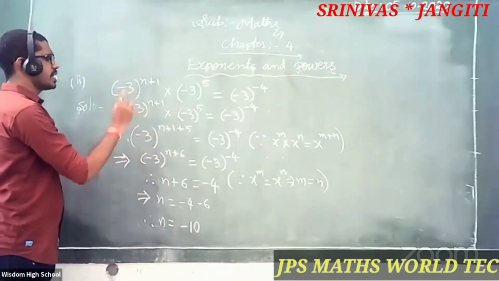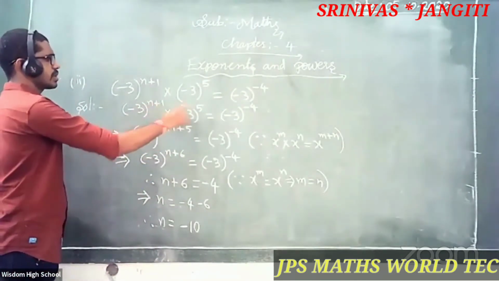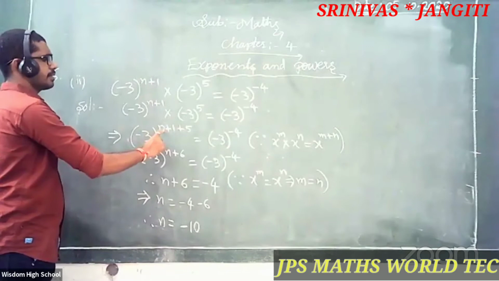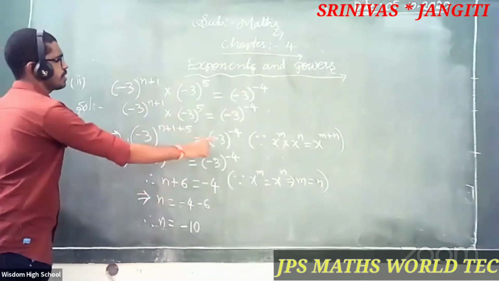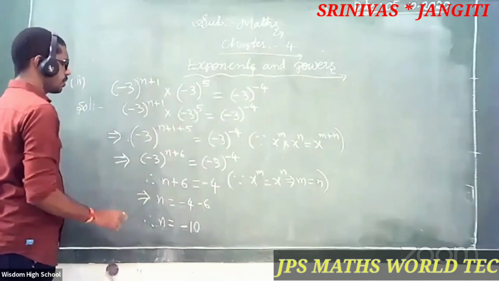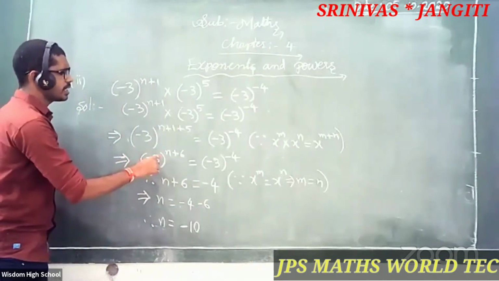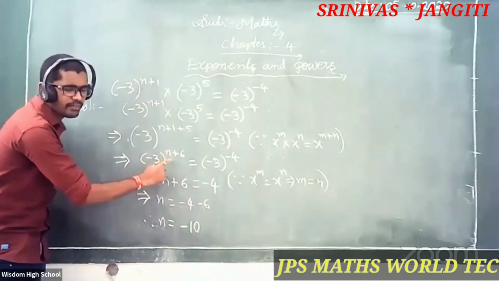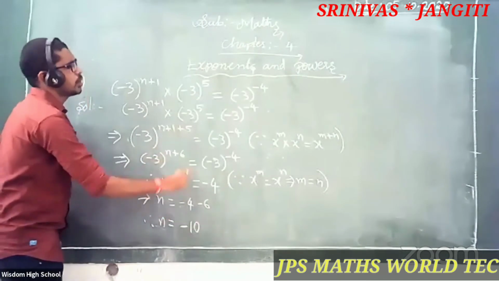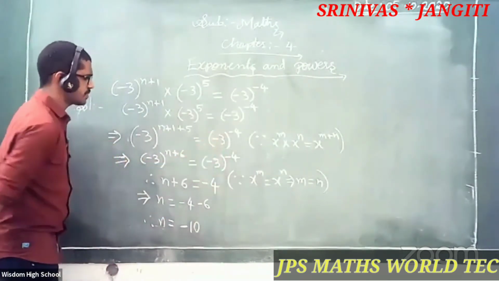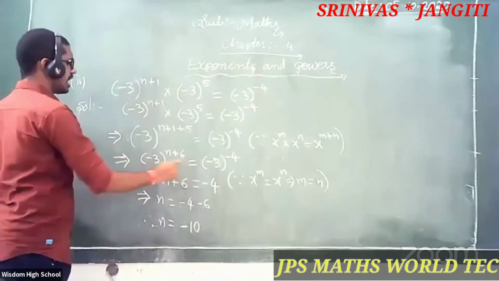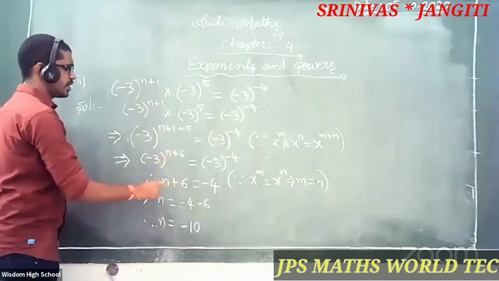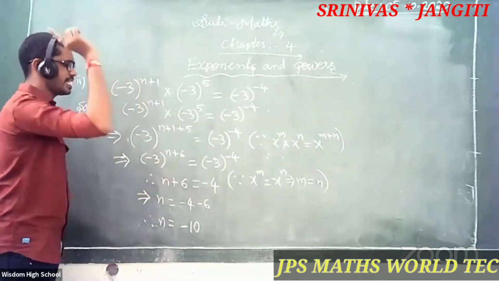That implies minus 3 all to the power of n plus 1 into minus 3 all to the power of 5 looks like x to the power of m into x to the power of n, which is x to the power of m plus n. That's why n plus 1 plus 5, where 1 plus 5 you get 6. So minus 3 all to the power of n plus 6 is equal to minus 3 all to the power of minus 4. Therefore, you will know your one law: when the bases are equal, then the exponents are also equal. That's why n plus 6 is equal to minus 4.